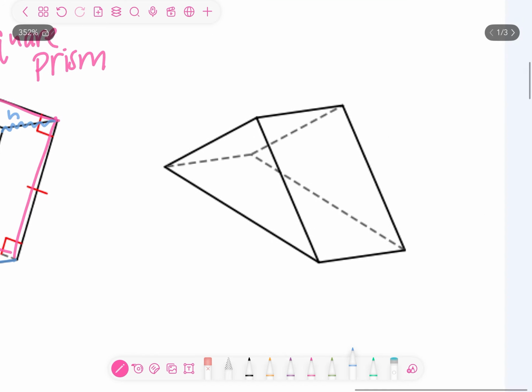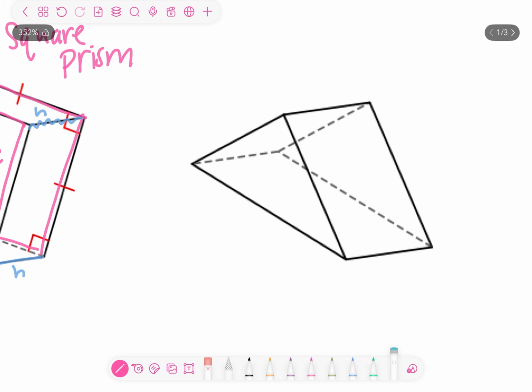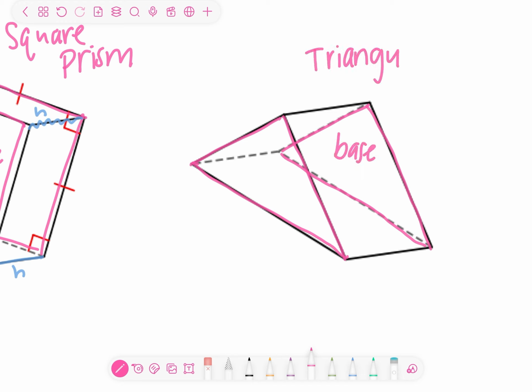Last but not least, looking at this one real quick, I can notice that there are actually two triangles. There's one on the front and then one on the back. And so those are going to be the bases of this prism. And since it's a triangle, it's also going to be a triangular prism, just like the first one was.